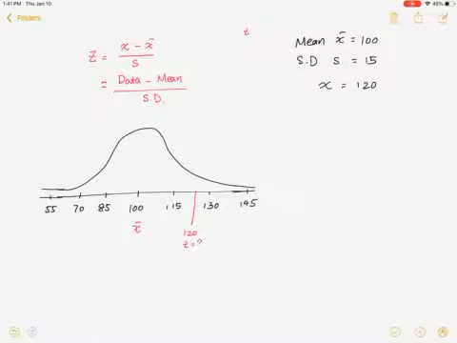To find the z-score, we use the formula where z is the observed data minus the mean, divided by the standard deviation, which is 1.3333. So this is 1.3333 standard deviations above the mean.